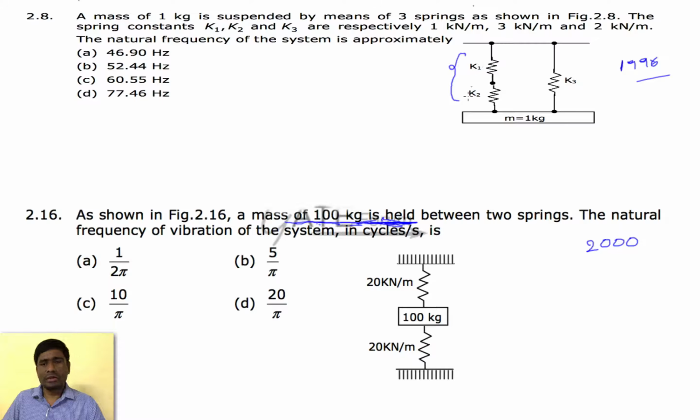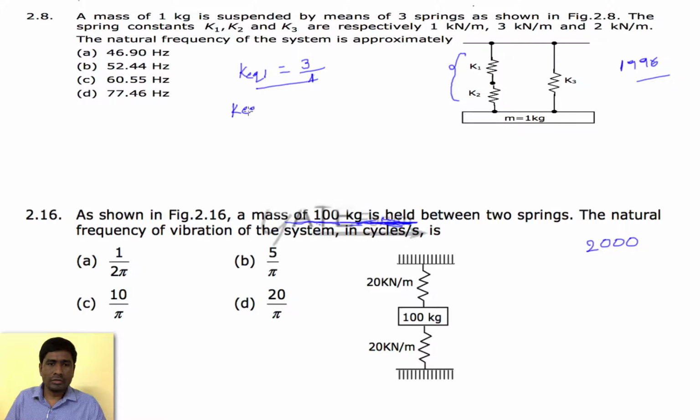So first we need to find the K equivalent for this series. Here K equivalent 1, for the series, we have already derived the formula, so we directly use it: K1 K2 by K1 plus K2. Here K1 equals 1 and K2 equals 3. So 3 by K1 plus K2, that is 4. And in turn this is joined with K3. So again the springs are in parallel.